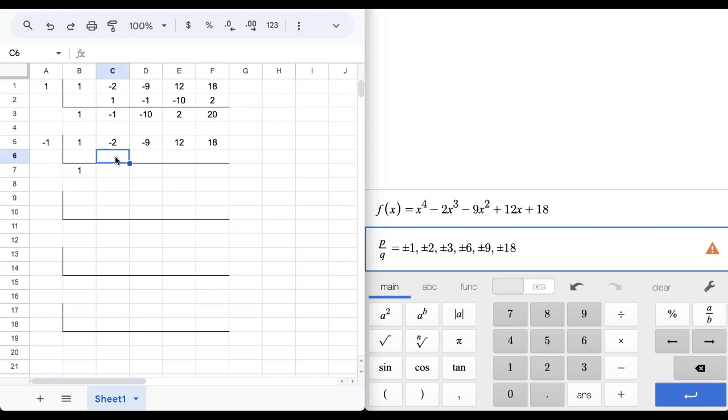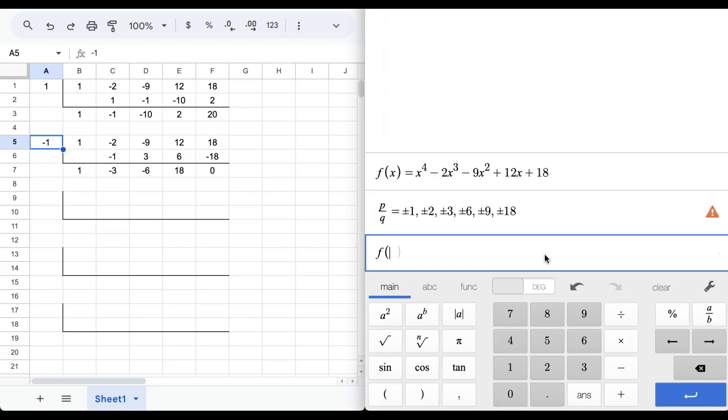One times negative 1 is negative 1. Add your way down. Multiply. Add. Multiply. Add. Multiply. Boom. There's one of them. Remainder was 0. That means one of the roots, or one of the zeros, is negative 1.